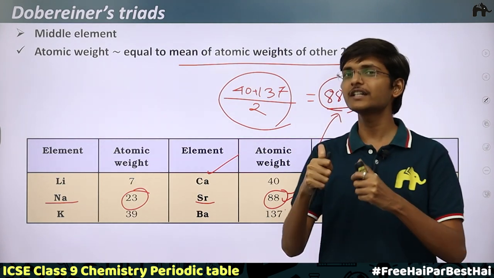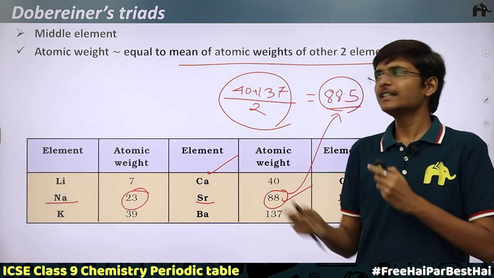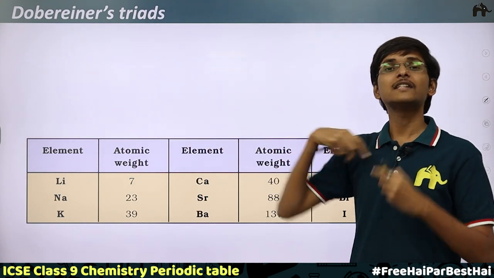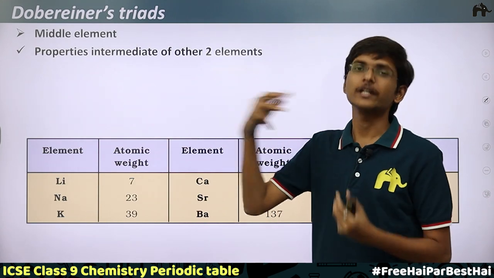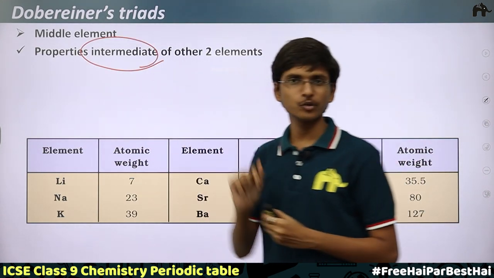Calcium, barium. Got it? Like this only. He also said that this middle element has properties which are in between the other two elements, intermediate of the other two elements.